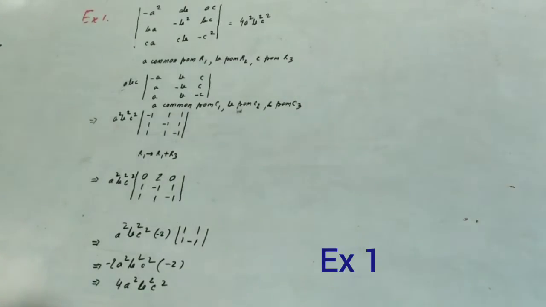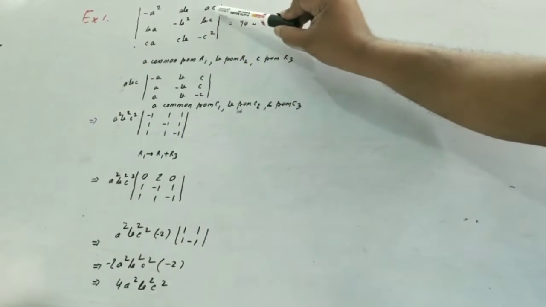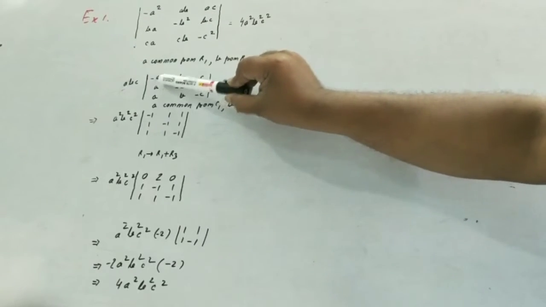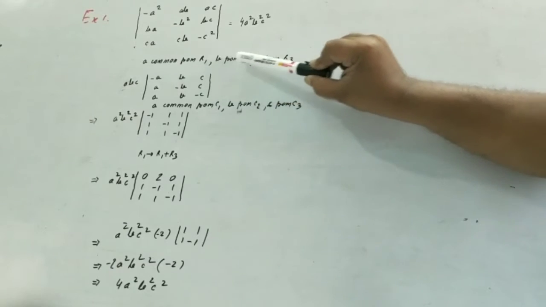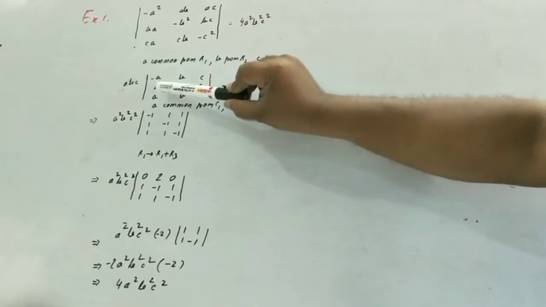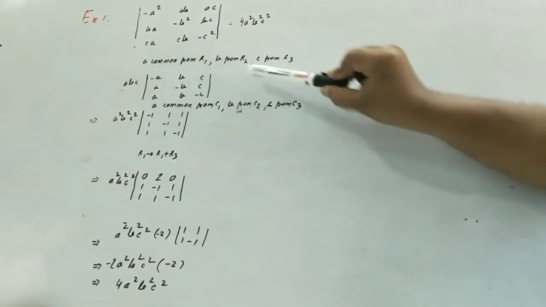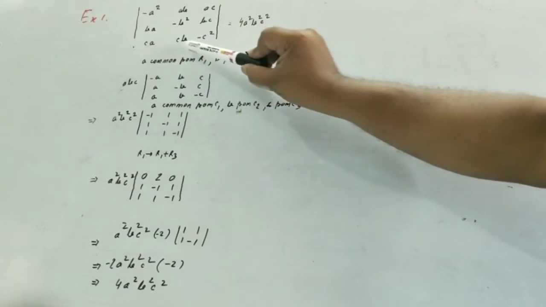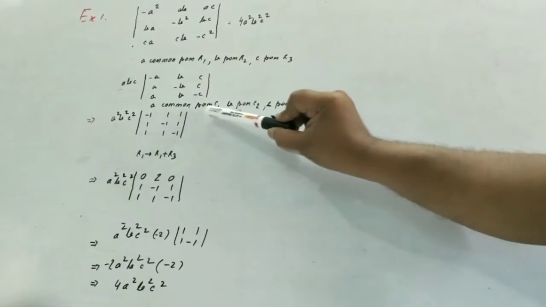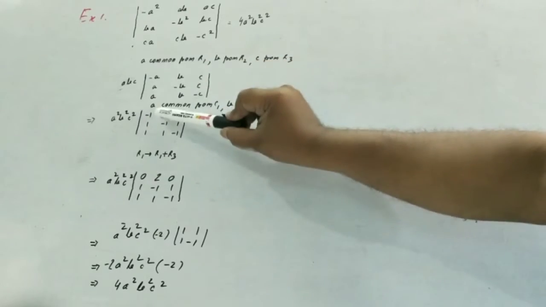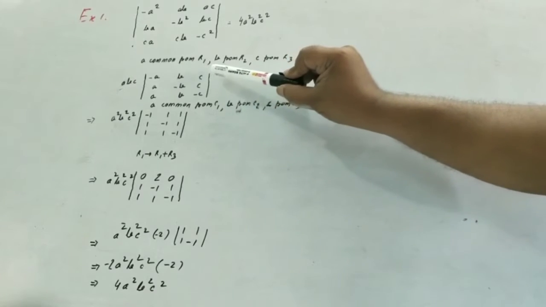So the first example, I'll take a common from the first row. Minus a square becomes minus a, ab becomes b, and ac becomes c. B common from the second row, ba becomes a, minus b square minus b, and bc becomes c. And c common from the third row, a, b, and minus c. Now I'll take a common from the first column, minus 1, 1 and 1. B common from the second column, 1, minus 1, 1, and c common from the third column.